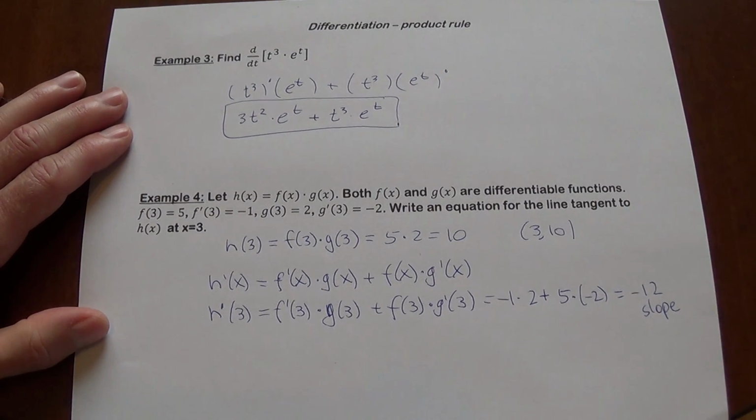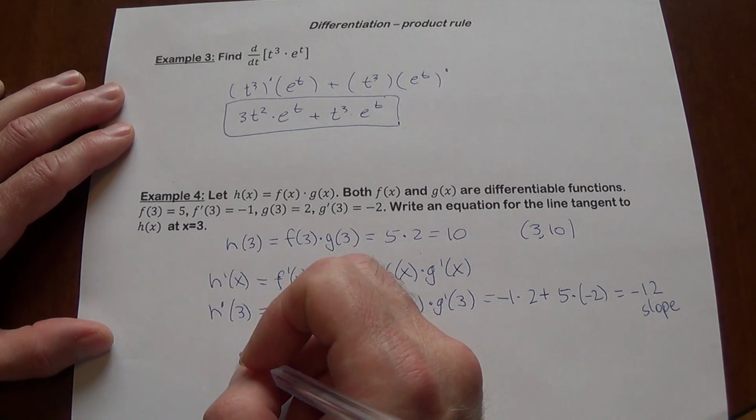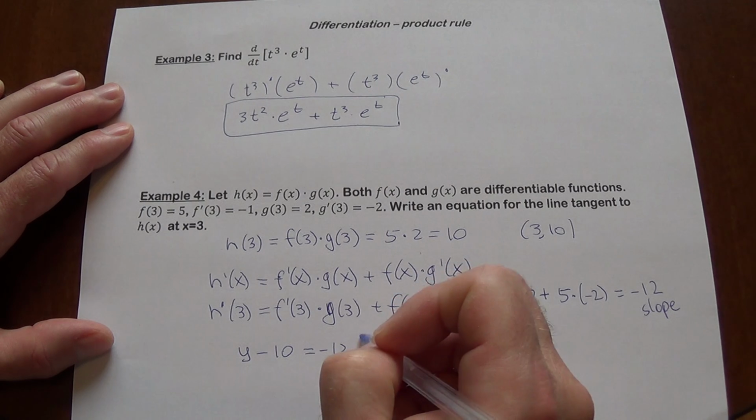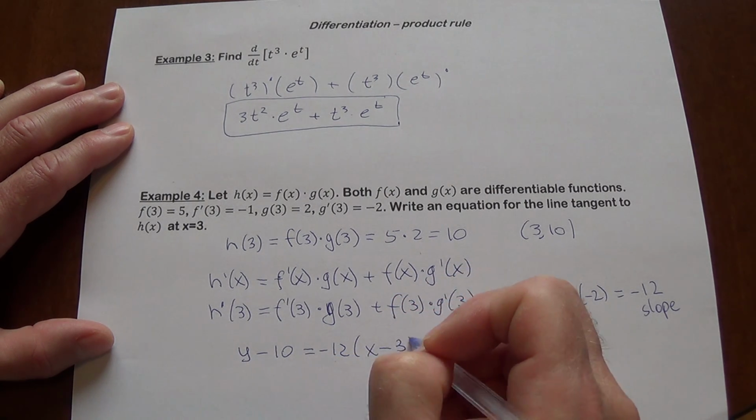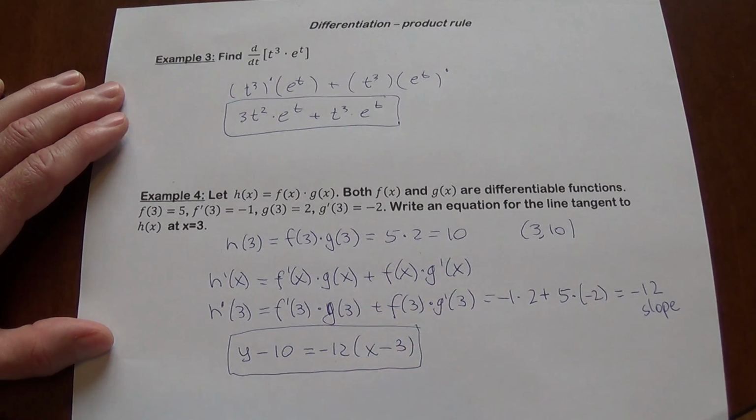There is no specific form that we need to write an equation in, so we're just going to use point-slope form. y minus 10 equals negative 12 times x minus 3. This is our equation, and we are done.